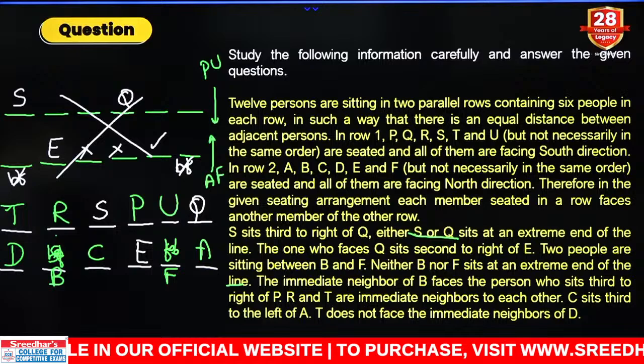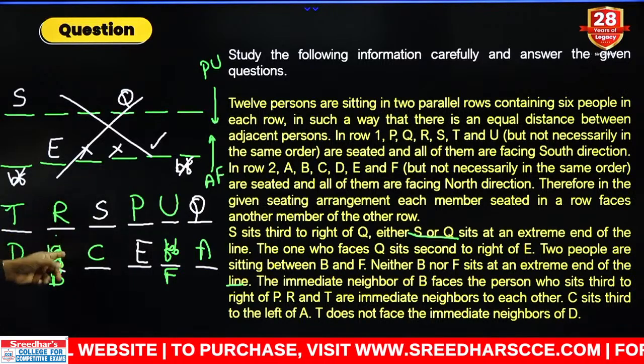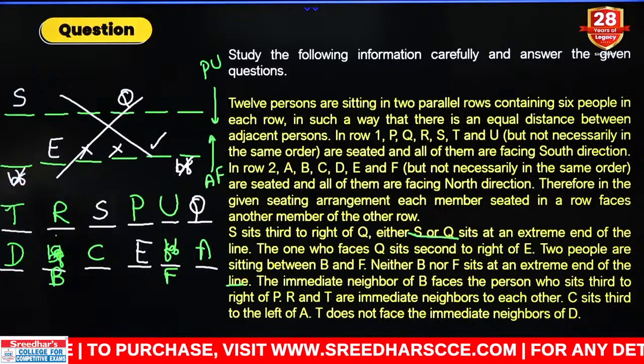And what is the final arrangement? T R S P U Q D B C E F A is the final arrangement. Clear?